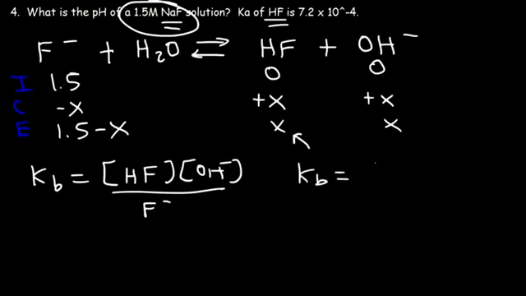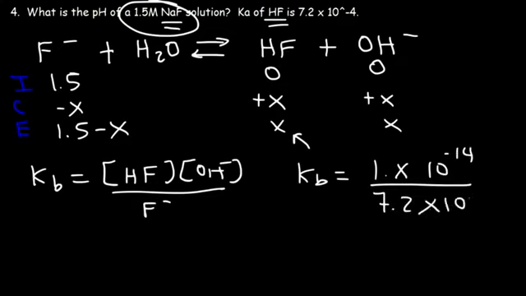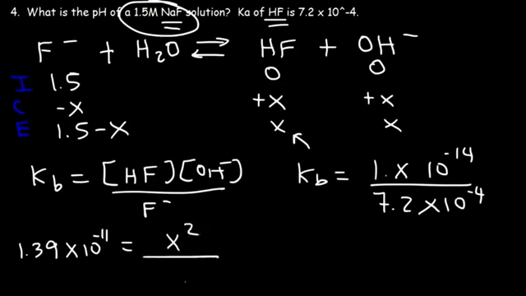Kb is going to be equal to Kw, which is 1 times 10 to the negative 14, divided by Ka, which is this number. So Kb is 1.39 times 10 to the minus 11. HF and hydroxide, they're both equal to X, so X times X is X squared. And F minus is going to be 1.5 minus X, but we could ignore that X since Kb is very small.